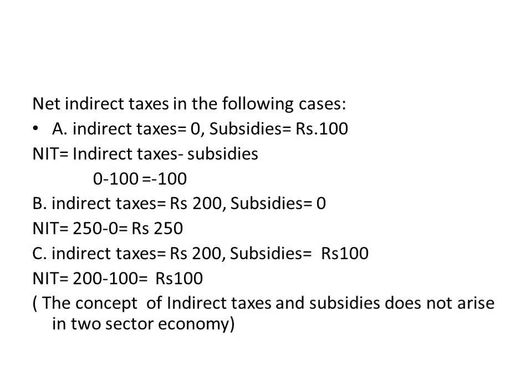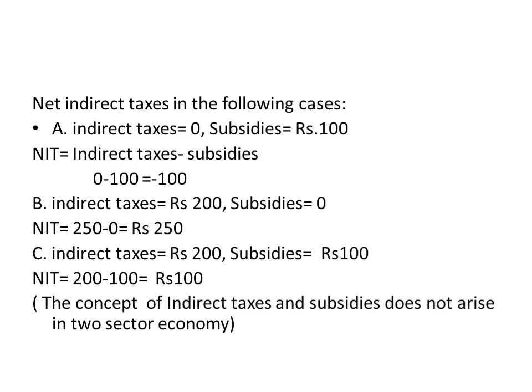Net indirect taxes, there are some cases we will discuss. Suppose indirect taxes are 0. Subsidies are given 100 rupees. What are the net indirect taxes? They are minus 100 rupees. Net indirect taxes is equal to indirect taxes minus subsidies. 0 minus 100 is equal to minus 100.